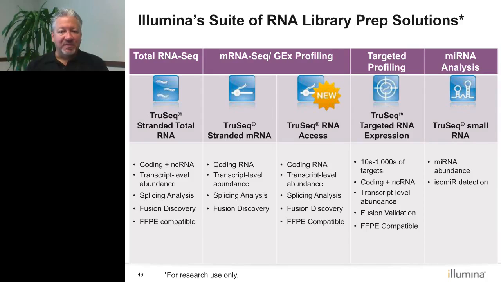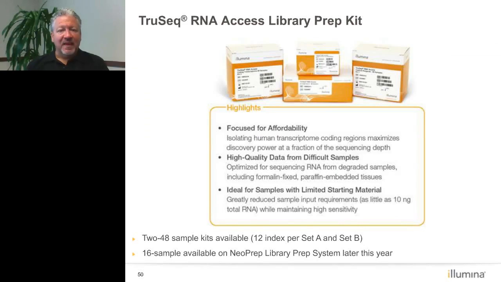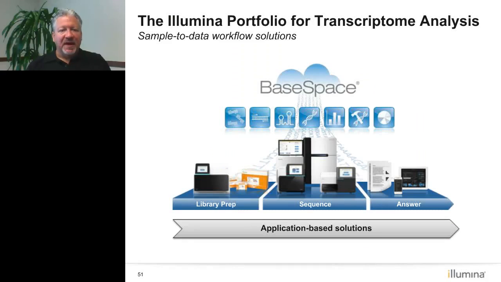And then we have a very targeted kit that does panels of gene expression very efficiently and very inexpensively. We call it TruSeq Targeted RNA Expression. This kit is fully available, the one I've been talking about mainly through this presentation, the RNA Access Library Prep Kit. There's more information on our website about this, obviously.